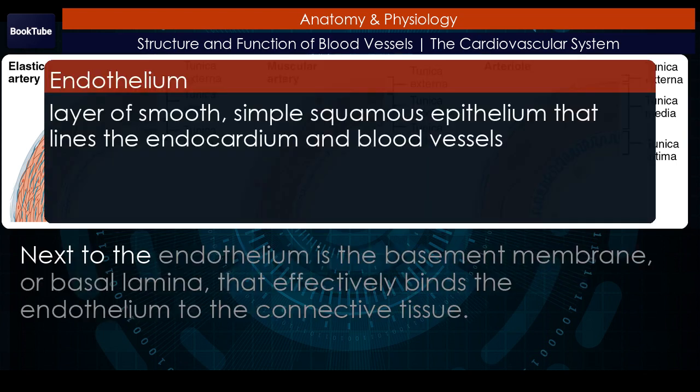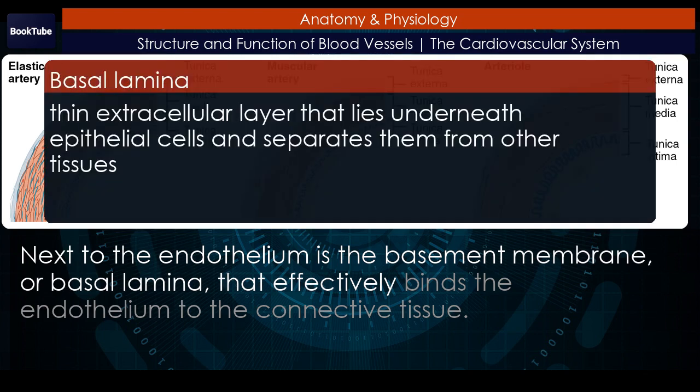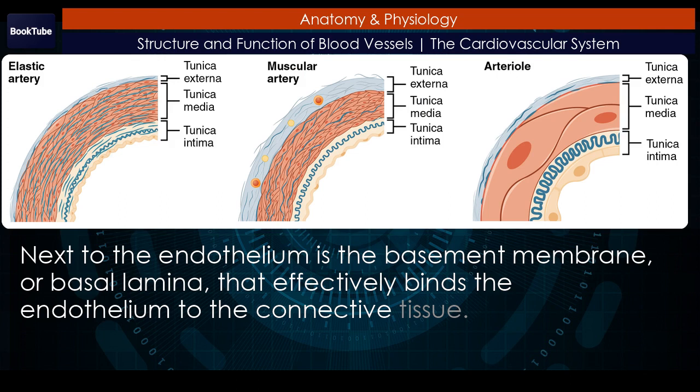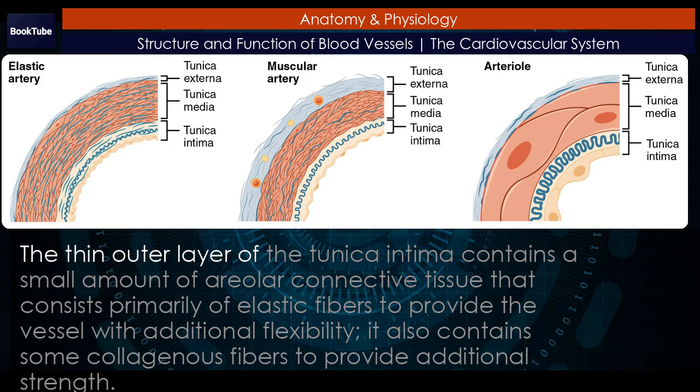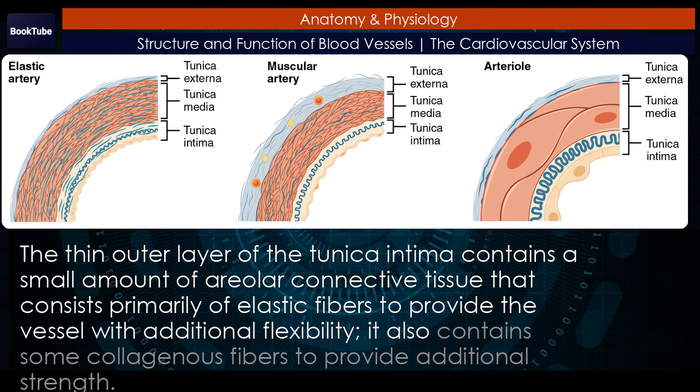Next to the endothelium is the basement membrane, or basal lamina, that effectively binds the endothelium to the connective tissue. The basement membrane provides strength while maintaining flexibility, and it is permeable, allowing materials to pass through it. The thin outer layer of the tunica intima contains a small amount of areolar connective tissue that consists primarily of elastic fibers to provide the vessel with additional flexibility. It also contains some collagenous fibers to provide additional strength.